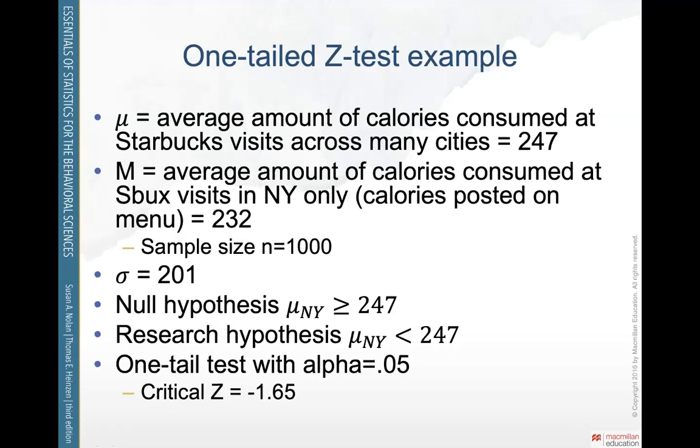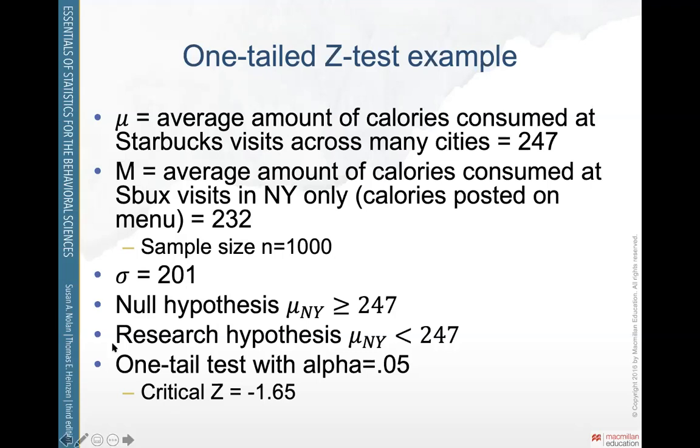And our sample size is 1,000. So we have 1,000 people that went to Starbucks in New York, and we averaged together the amount of calories that they consumed on their trip to Starbucks. So the sample size was 1,000 people. Our standard deviation was 201. And this is going to be a one-tailed test.